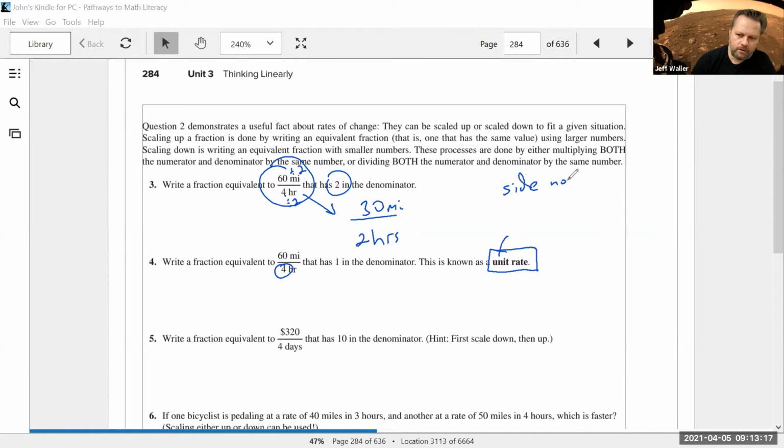Can somebody remind me what a prime number is?